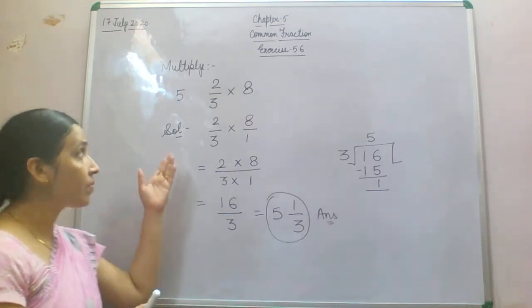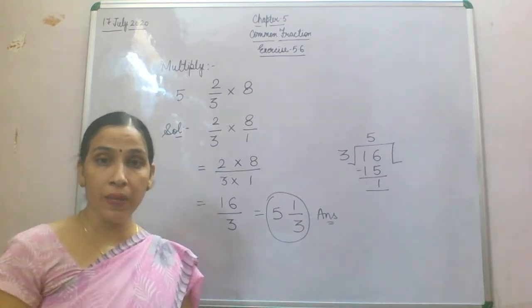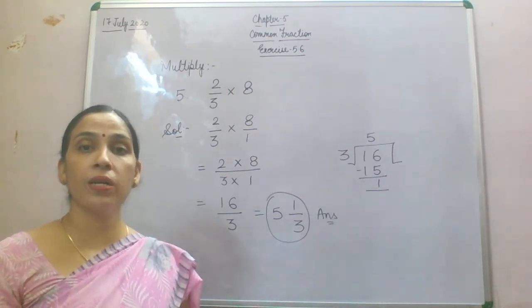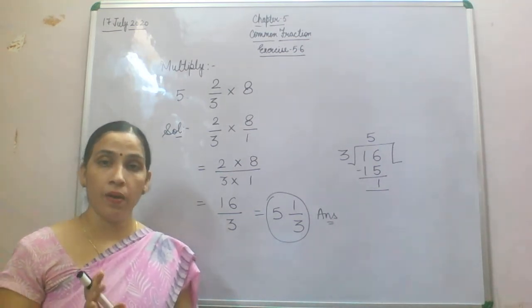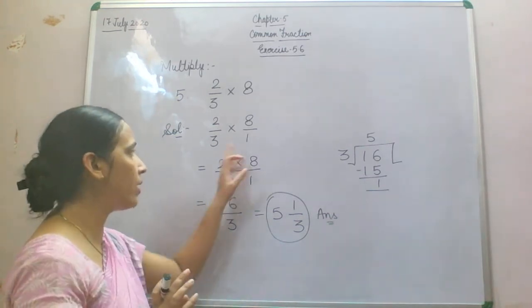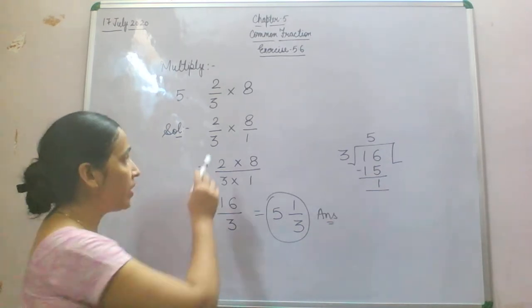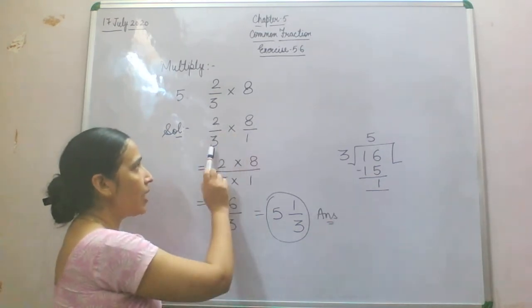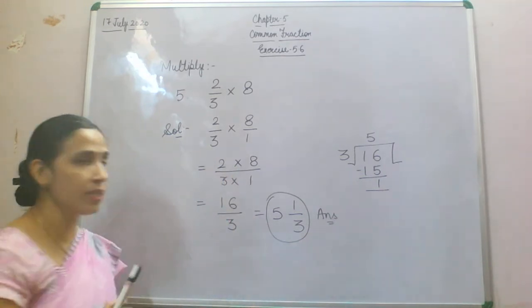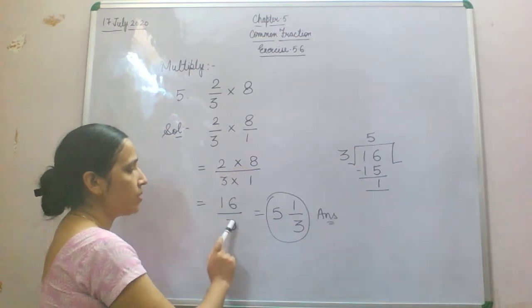So children, what is the first step we have done? When nothing is there in the denominator of a whole number, you will write 1. Then 2 will be multiplied by 8. Numerator will multiply by the numerator and denominator will multiply by the denominator. So here 2 eights are 16, 3 ones are 3.